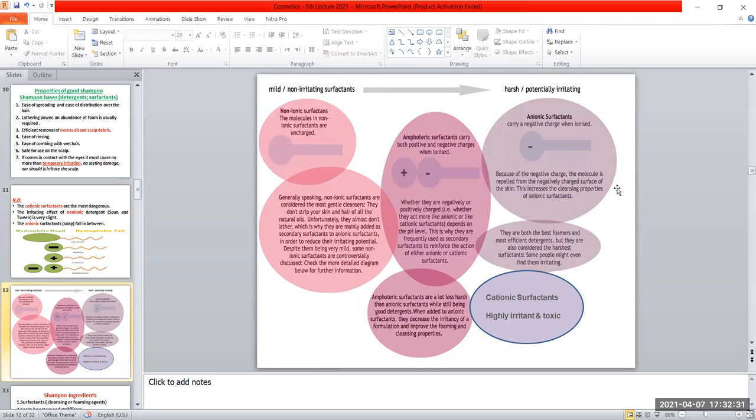Okay, on this slide we will see the different types of surfactants. The first one is the non-ionic surfactant. Non-ionic surfactant is a type of surfactant which carries no charge. It means it is a neutral surfactant. We will learn that non-ionic surfactant is the most safe and the most gentle cleaning agent.